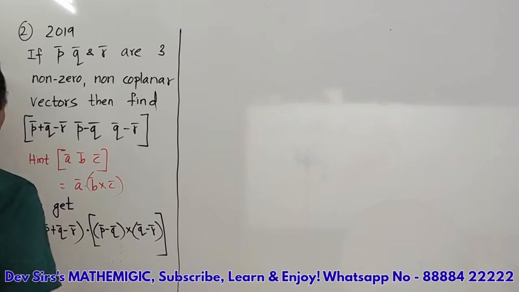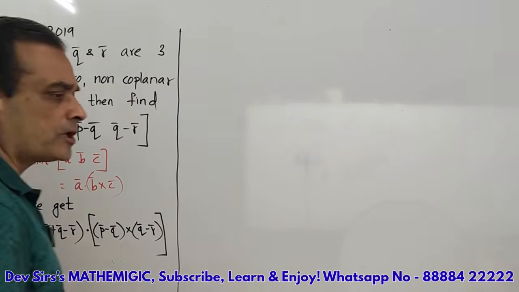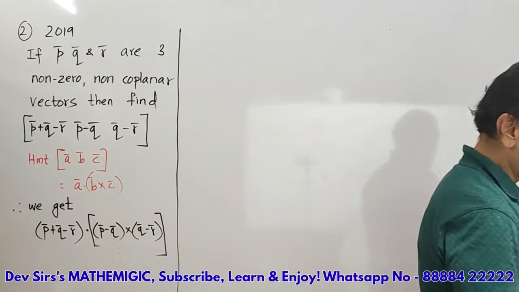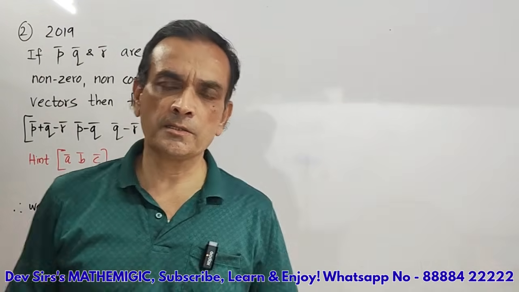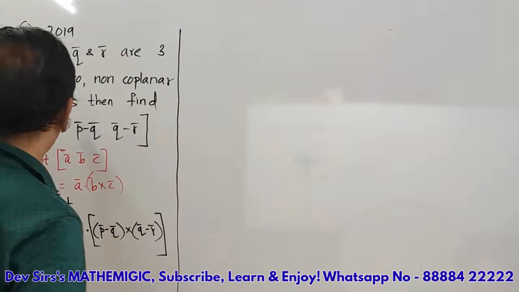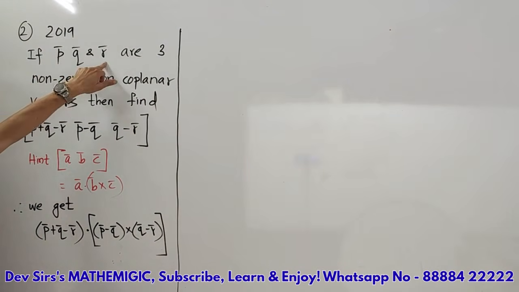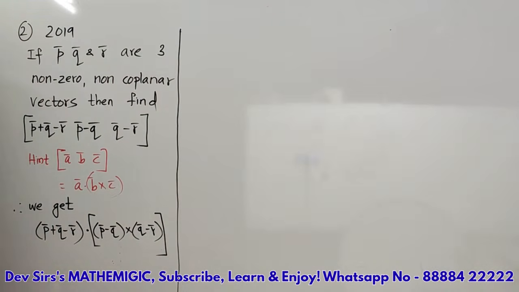Okay, let us go to the second sum. This is more important. This is based on scalar triple product और box product जिसको हम बोलते हैं, क्यों बोलते हैं देखेंगे. If P bar, Q bar and R bar are three non-zero non-coplanar vectors, अलग अलग vectors है non-coplanar, then find this value. When this value is written in a box, it is called as box product.